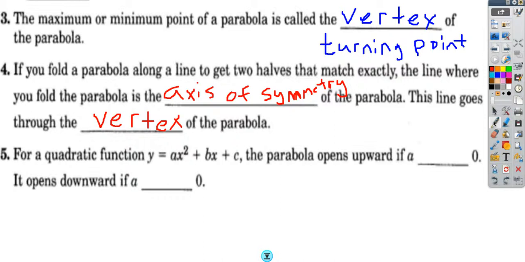Number 5. For a quadratic function y equals ax squared plus bx plus c, the parabola opens upward if a is greater than 0. And the parabola opens downward if a is less than 0, which is very important for us to remember.